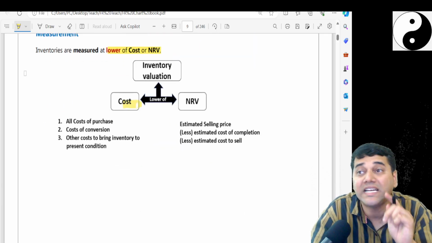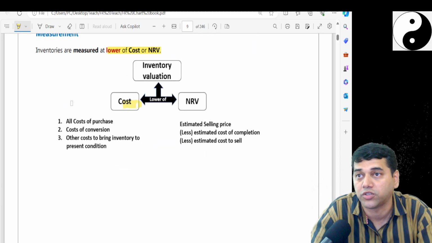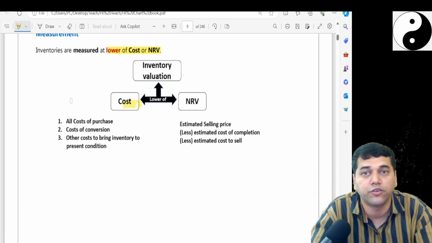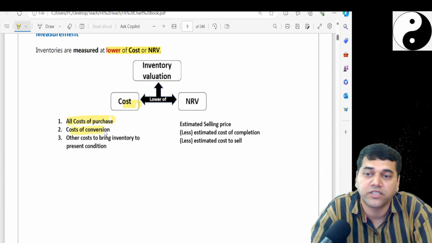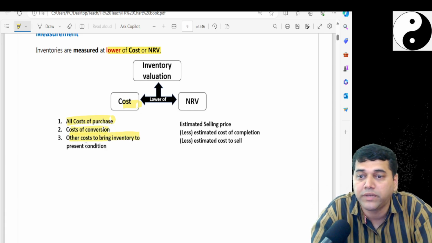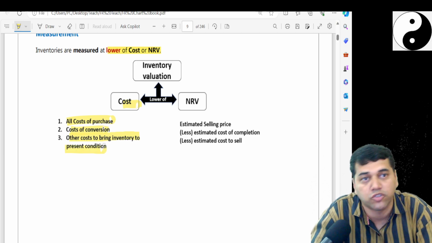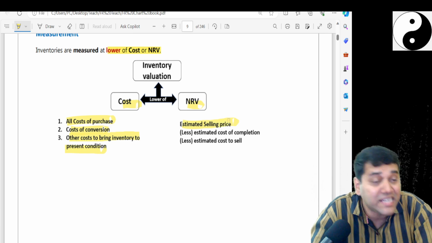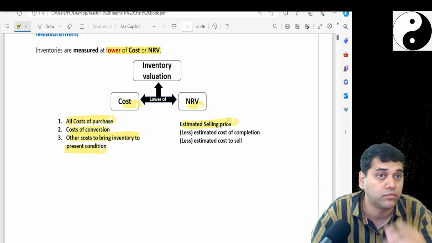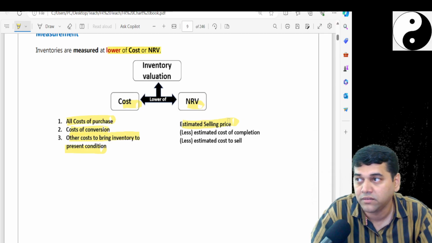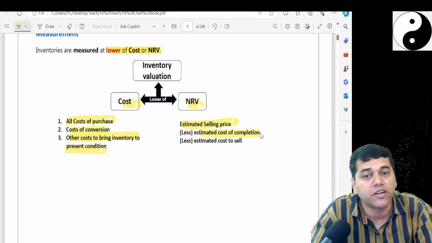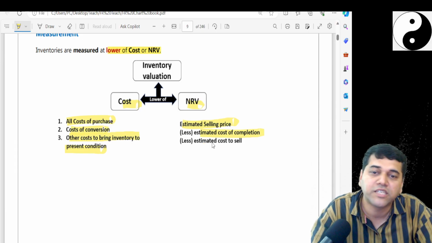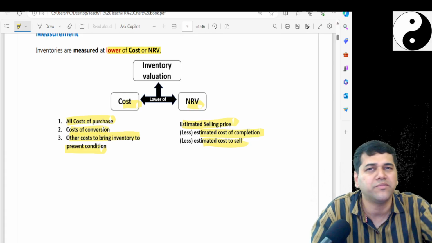Cost should be only directly attributable cost, which is necessary to incur so that I can be ready to sell it or ready to use it. All costs of purchase, conversion and other costs to bring it to the present location and condition should be added. Now, what is NRV? NRV is the estimated selling price. It is not a fair value. It is an estimated price less estimated cost of completion. If we have to do something small, like packing, and estimated cost to sell, packing cost, and some completion charges.